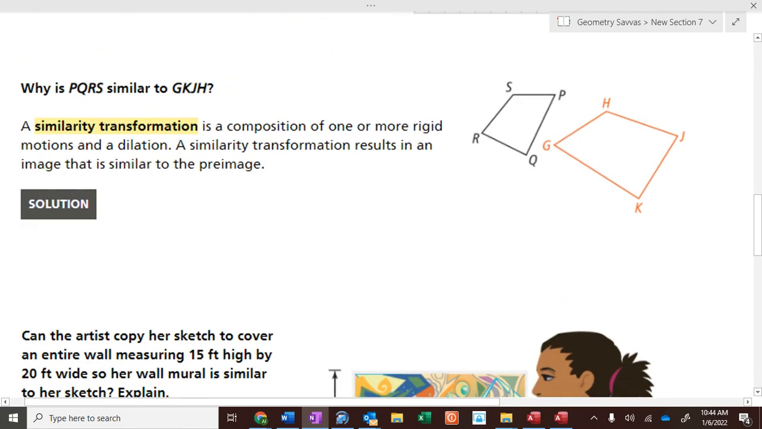So, vocab sheet. Let's get it out. We've got one last vocab word, and this vocab will be on the quiz. I can pretty much guarantee you this vocab will be on the quiz. So, make sure that you write this down. A similarity transformation is a composition of one or more rigid motions and a dilation. It's a composition of one or more rigid motions and a dilation.